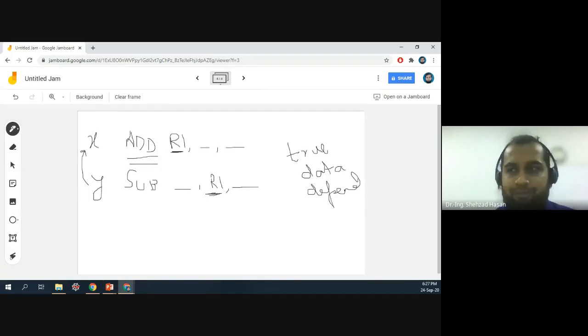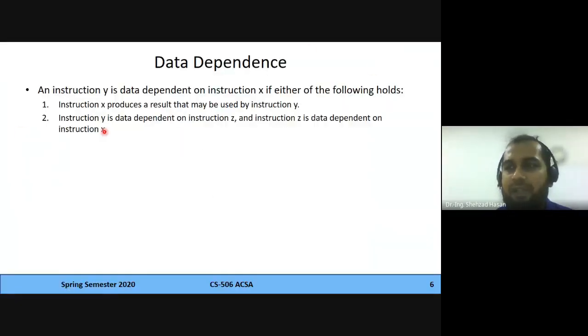So let's come back. This is our first one: instruction X produces a result that may be used by instruction Y. The second point is that instruction Y is dependent on instruction Z, and instruction Z is dependent on instruction X.